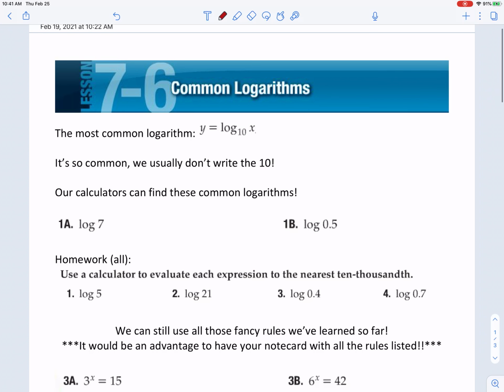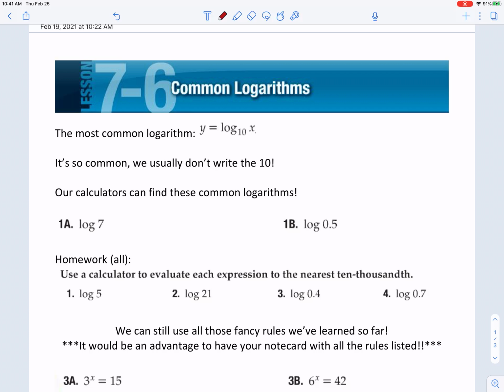So today we're going to talk about the most common logarithm. It's just the one that seems to get used the most, and it is log base 10. With log base 10, because it is so common, we've gotten lazy and we just quit writing a 10. And as mathematicians, we know that if you see a log with no base, it's 10.